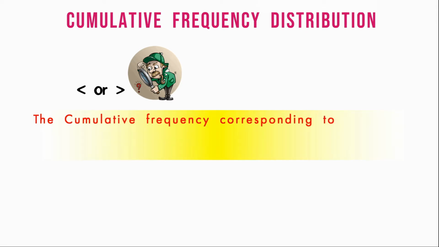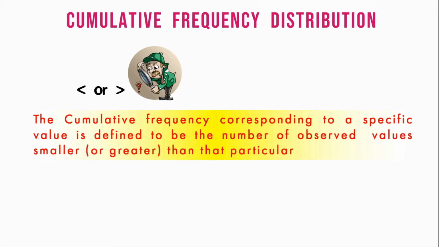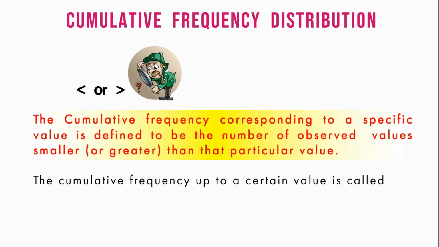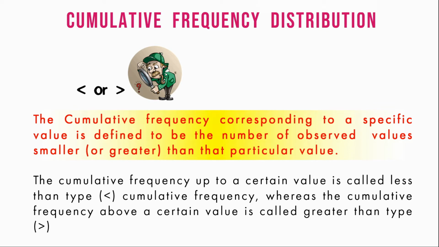The cumulative frequency corresponding to a specific value is defined to be the number of observed values smaller or greater than that particular value. The cumulative frequency up to a certain value is called less than type cumulative frequency, whereas the cumulative frequency above a certain value is called greater than type cumulative frequency.